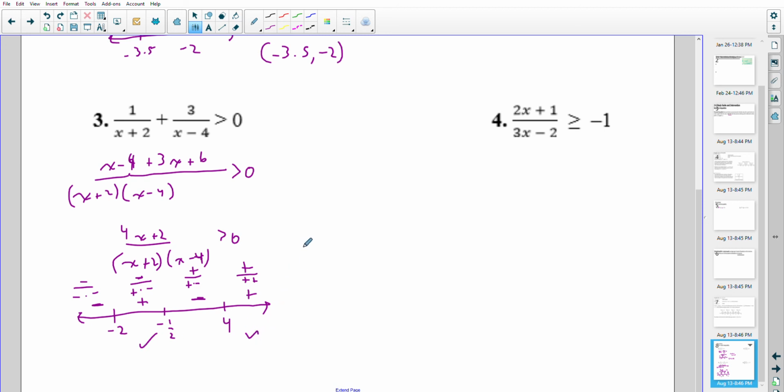Therefore, the way to write this would be, again, in interval notation where you have a union case. All real numbers between -2 and -1/2, or all real numbers greater than 4. Make sure you check all your zeros and all your x's that make undefined functions in the number line.